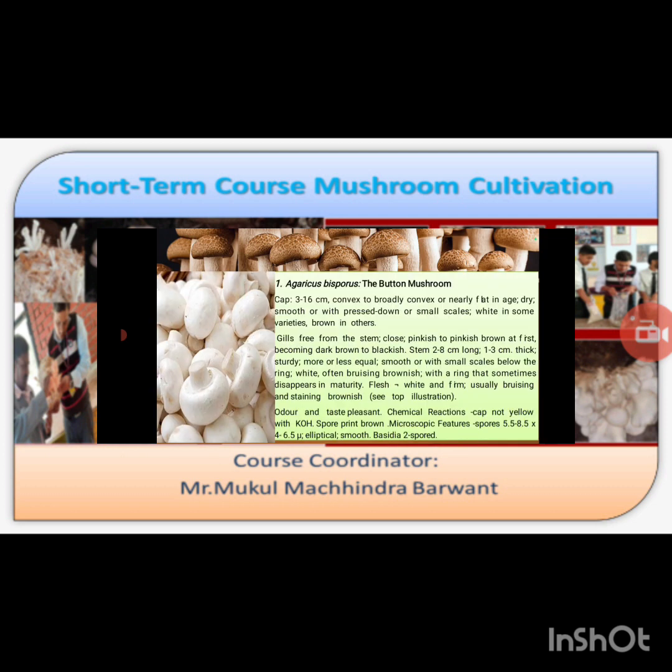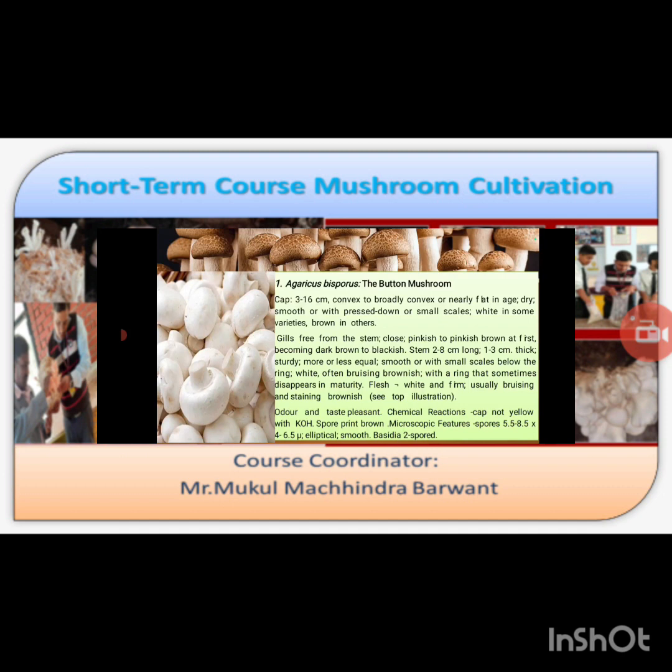Let's see our best-known variety of mushroom, Agaricus bisporus. It is also known as the button mushroom. The cap of this mushroom is about 3 to 16 centimeters, convex to broadly convex, nearly flat at the edge, dry, smooth, with pressed-down or small scales, and in some varieties brown. Gills are free from the stem, close, pinkish brown at first, becoming dark blackish. The stem is 2 to 8 centimeters long and 1 to 3 centimeters thick, sturdy, more or less equal, smooth or with small scales below the ring, white, often bruising brownish. The ring sometimes disappears at maturity. The flesh is white, bruising and staining brown.